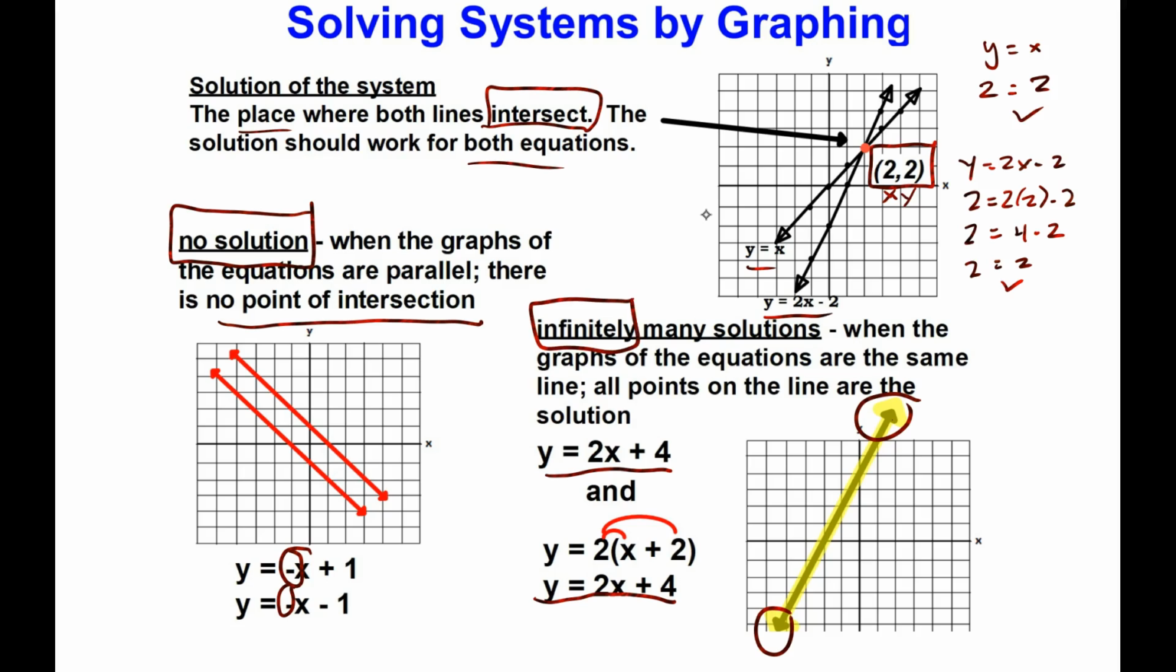Infinitely many solutions. Okay, all this underlining and stuff that I'm doing, I'm expecting you to do it as well. That's how you get your wonderful points for participation today.